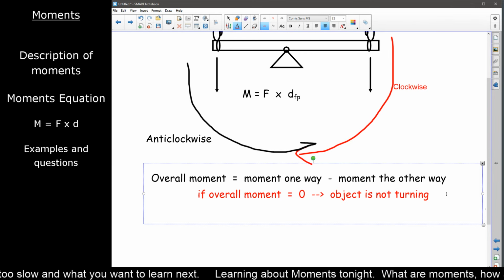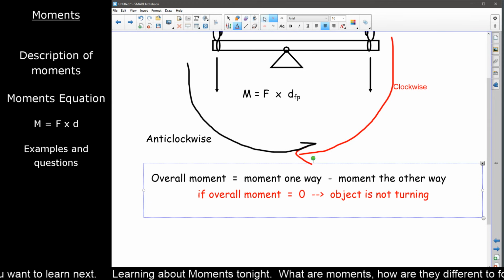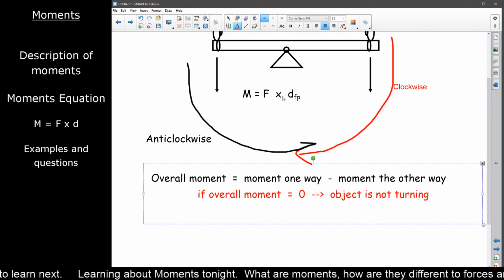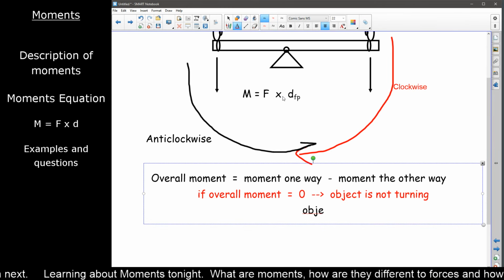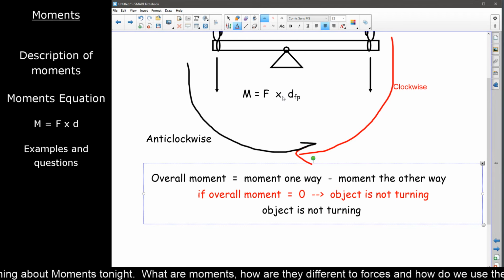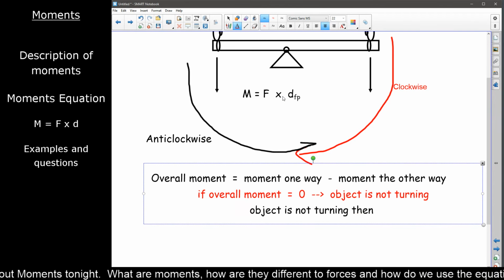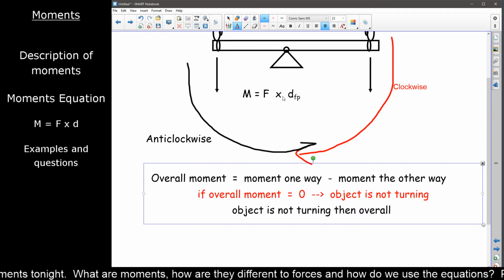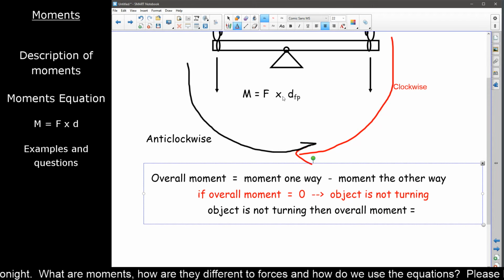However, the other way around is also true, and this is the great thing about physics, that logic sometimes works backwards, and this is sensible. That if the object is not turning, then we can say that the overall moment equals 0.